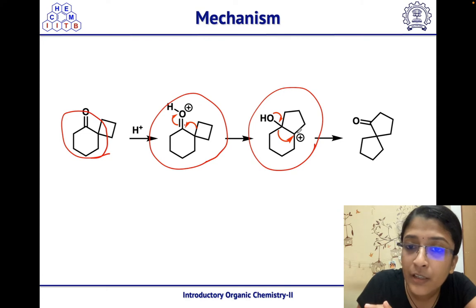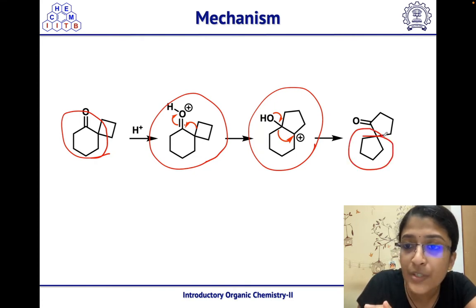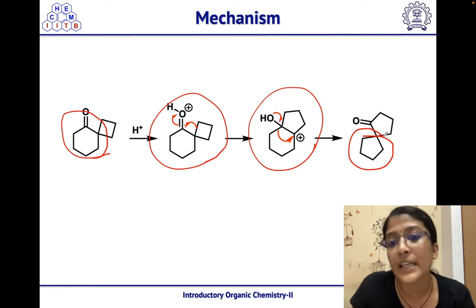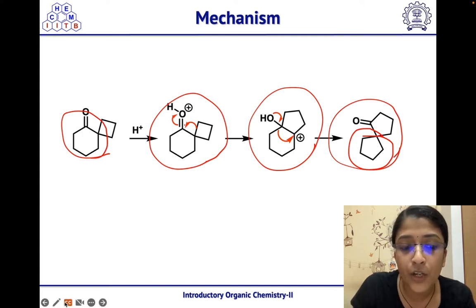So here one carbon-carbon bond is already there, and a new carbon-carbon bond will be formed. So this is a spiro fused ring that we are getting here. This is the product of the rearrangement that is taking place here. Any doubt regarding this?